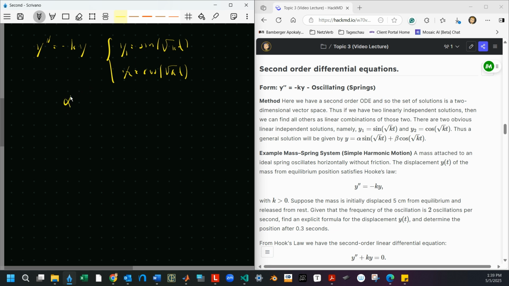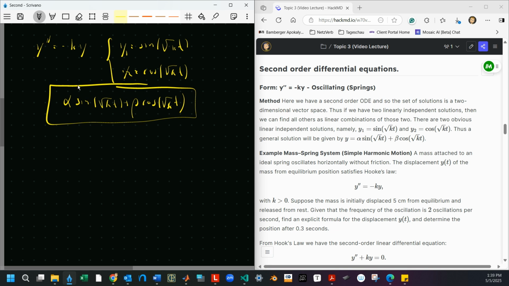And so the general solution would be alpha sine square root of kt plus beta cosine square root of kt. That's going to be the general solution. It's going to have two parameters, so it'll be a two-dimensional set of solutions. And later we'll see that we can generalize these solutions as e to the i square root of kt. We'll see that in just a minute when I do the next set.